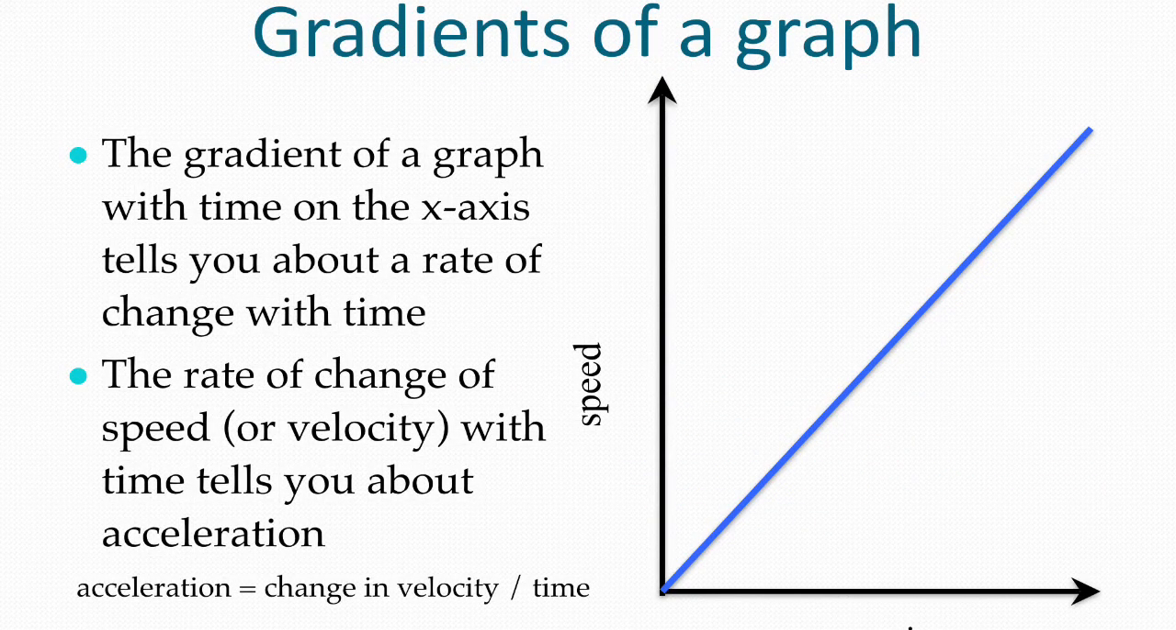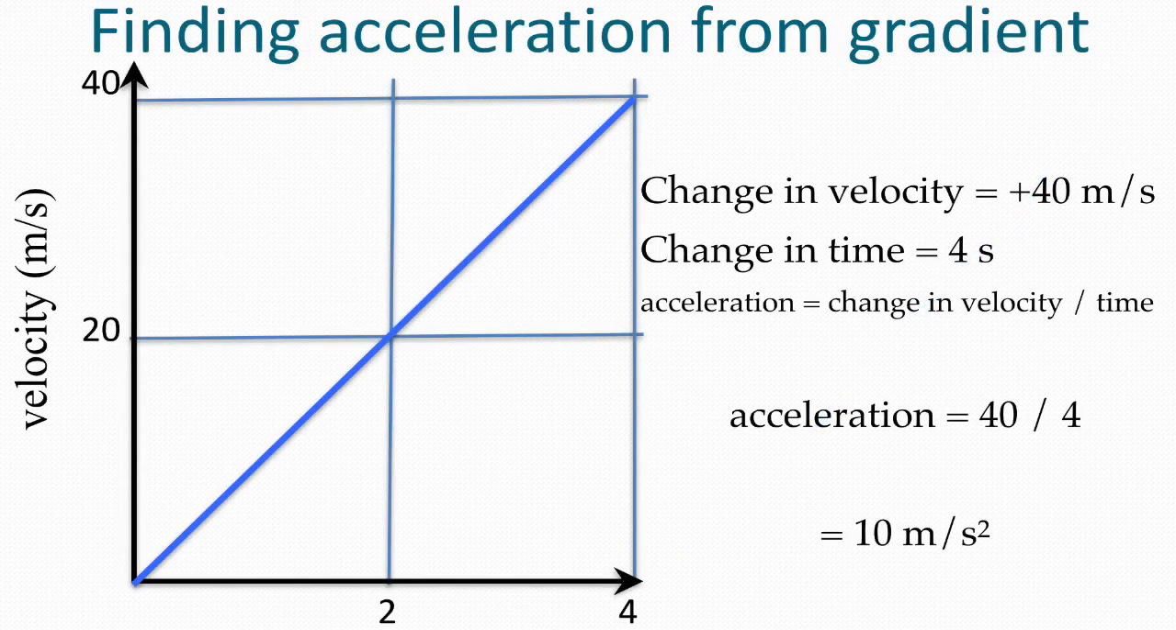The gradient of a graph with time on the x-axis tells you about the rate of change with time. The rate of change of speed or velocity with time tells you about acceleration. Acceleration is change in velocity over time. In this example, you can see that the velocity has increased from 0 to 40 meters per second, and it's increased by 40 meters per second in 4 seconds. So the change in velocity is 40, the time change is 4 seconds, therefore 40 over 4 gives us an acceleration of 10 meters per second squared.